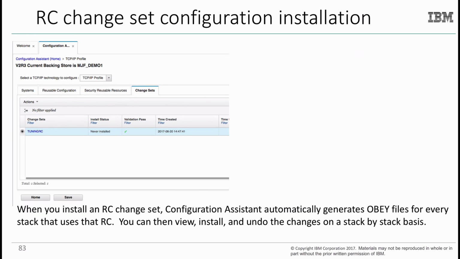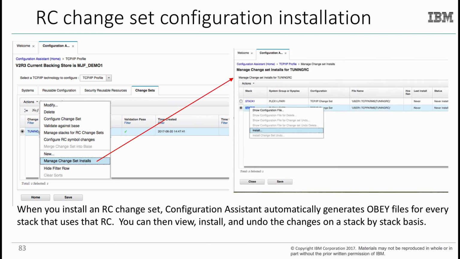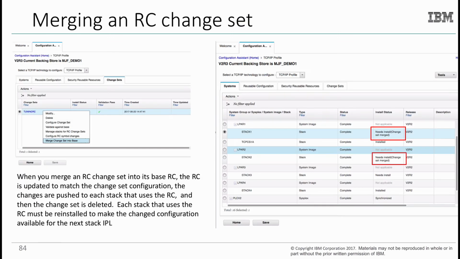When you install a reusable configuration change set, after you've validated it, on this screen you can see the validation pass is checked, is correct. When you install it, we automatically generate OBEY files for every stack that uses the reusable configuration. You can then view, install, and undo the changes on a stack-by-stack basis. So for example here, I'll pull down Actions, Manage Change Set Installs. I get the install screen, and you see here that there are 2 stacks because this reusable configuration is used by 2 stacks. I can go to each individual stack and click on Install. I can also click on Undo if it's been installed, and I can view the configuration.